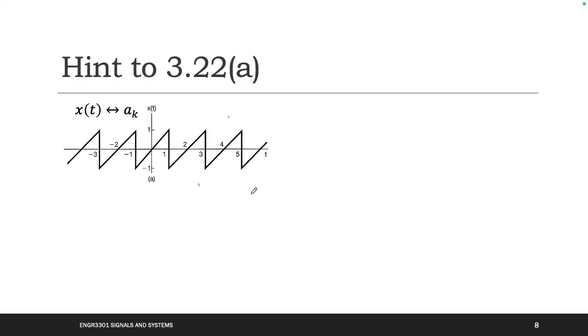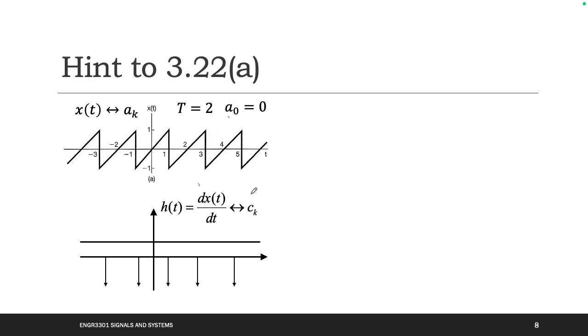You can see this is our signal, am I right? We know the period is 2 and the a naught is 0. We have already known that. Then you can see if you take the derivative of this equation, you can get this one. You know why? Because for the line parts, you will have a constant after your derivative. You have a constant value.